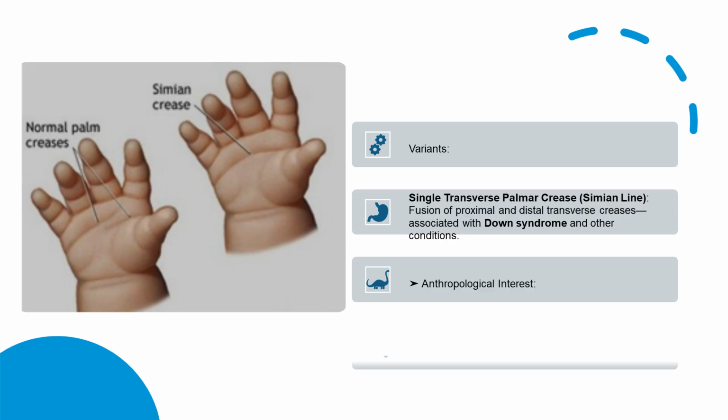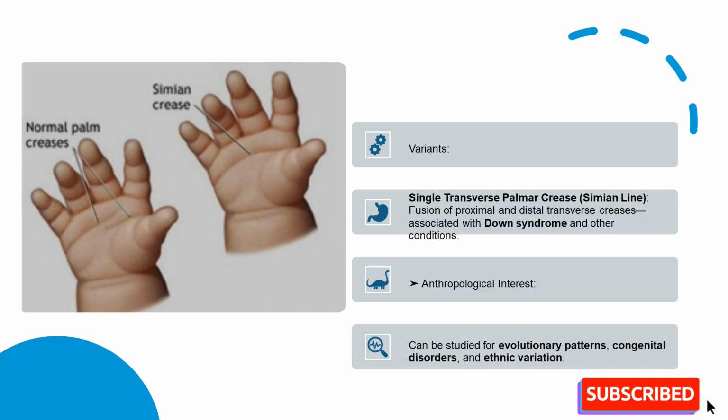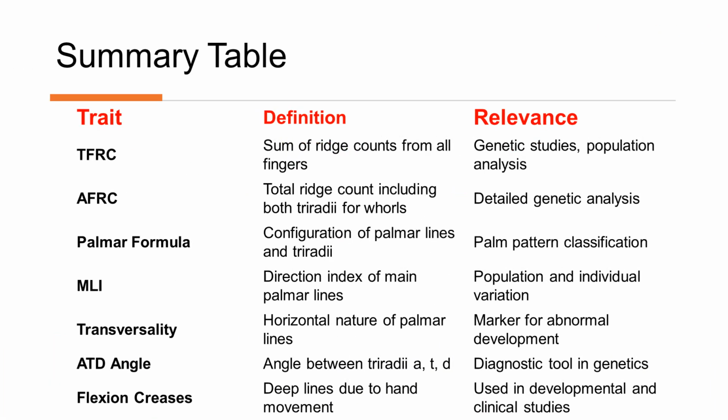Anthropological interest: can be studied for evolutionary patterns, congenital disorders, and ethnic variation. Summary table: trait, definition, relevance.